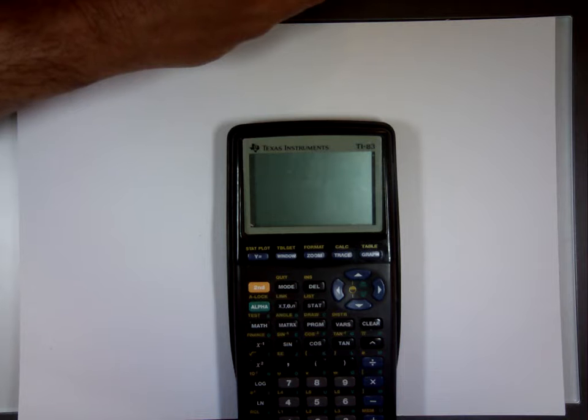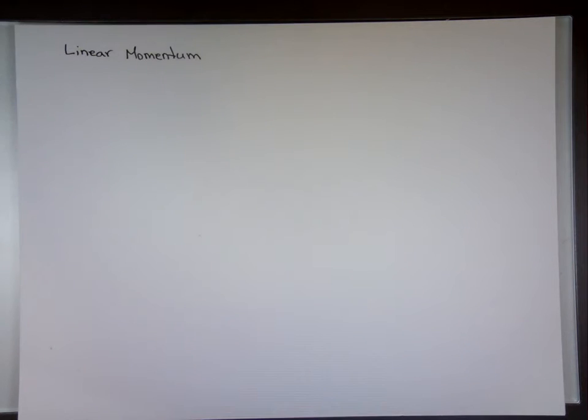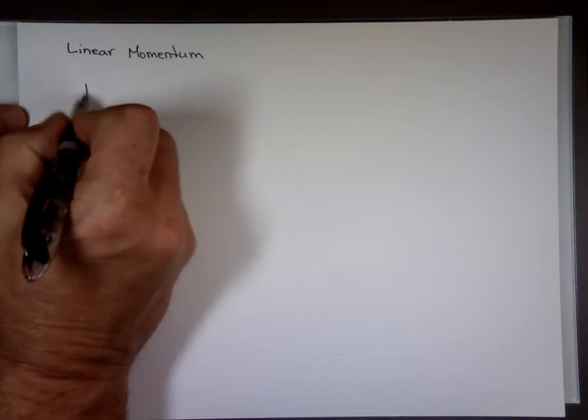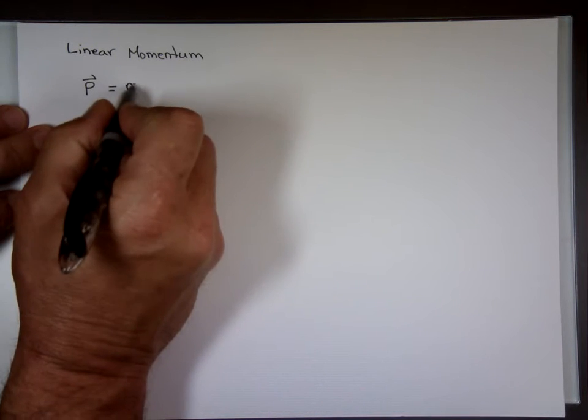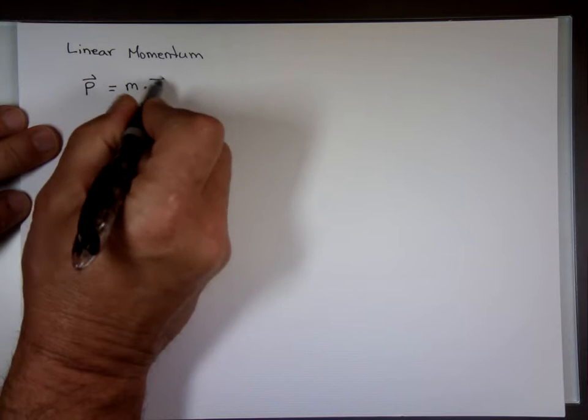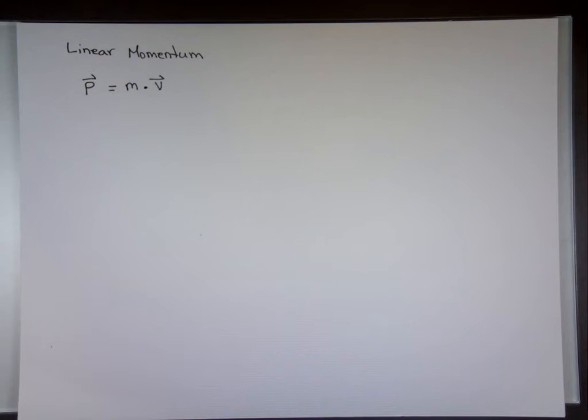So linear momentum is the momentum due to an object that's moving, and it's a vector, equal to the mass times the velocity. Mass times the velocity.